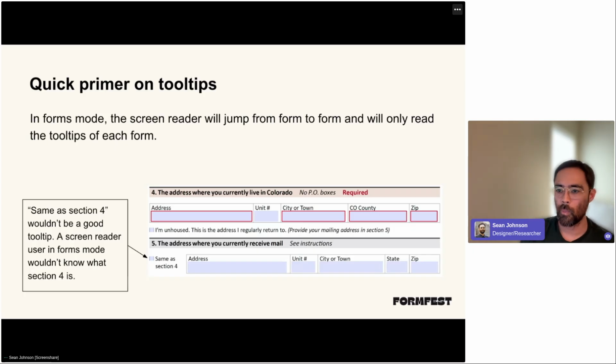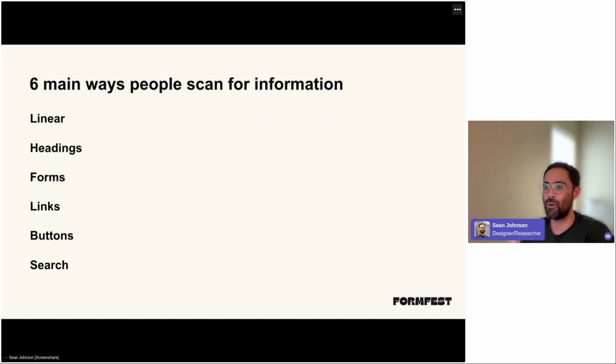So in this example, the tooltip for that checkbox, "same as section 4," wouldn't be a descriptive tooltip because they don't know what section 4 is. They only jump from form to form. So with "same as section 4," they're like, what is section 4? So something more along the lines of "same as residence address." And then that, of course, means that you have to be very deliberate about the tooltips for each of those forms above, making sure that they know what the residence address is. So, tip of the iceberg, but I think enough to understand what we learned.